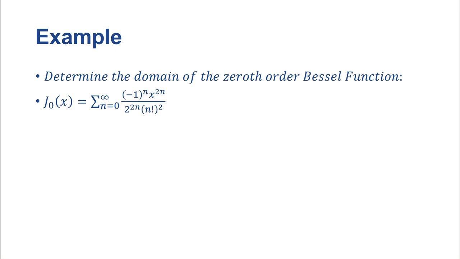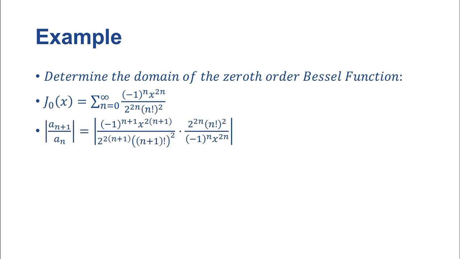Okay, so again, we're going to use the ratio test. The ratio test is always what we're going to use, just because of how helpful it is in asserting our range of where a function is able to be expressed. So we take this absolute value, we get a whole mess in here. Absolute value of negative 1 to the n plus 1, x to the 2 times n plus 1 over 2 to the 2 times n plus 1 times n plus 1 factorial squared times 2 to the 2n n factorial squared over negative 1 to the n x to the 2n.